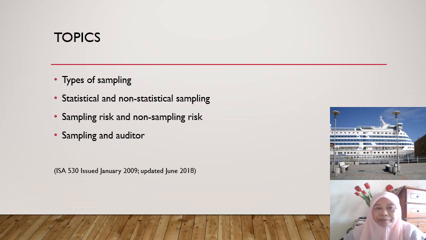In this video, I am going to cover audit sampling, the definition of audit sampling according to ISA 530. Then I'm going to talk about the types of statistical and non-statistical sampling. Third, I'm going to talk about the risk associated with these types of sampling. And finally, how audit sampling affects the auditor's work performance.